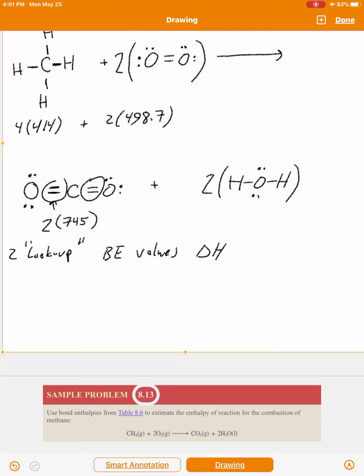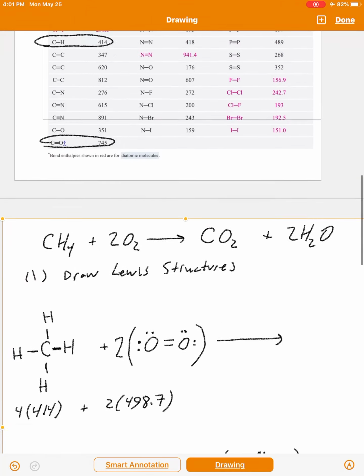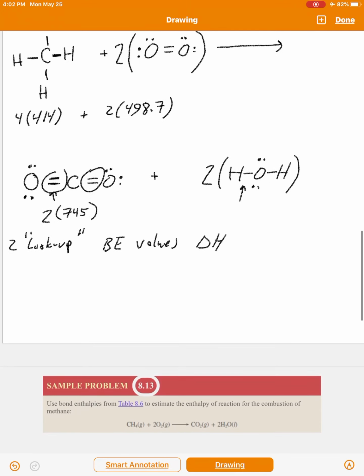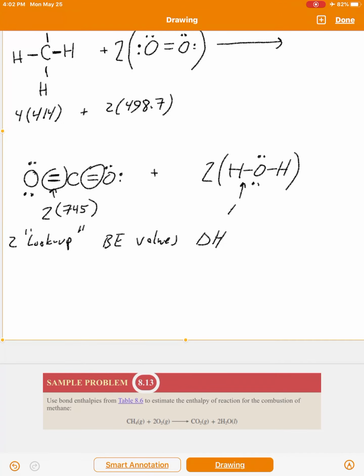Okay? Now let's do the water. In water, there's an oxygen-hydrogen bond, so we look for OH. 460. Okay? Now, be careful about this. Here's 1 bond right here, but here's another one, so that's 2, but there's 2 waters, right? So if you have 2 bonds within the molecule, but you got 2 molecules, that's a total of 4. So we got to multiply that by 4. Okay? Now we've got all our numbers.